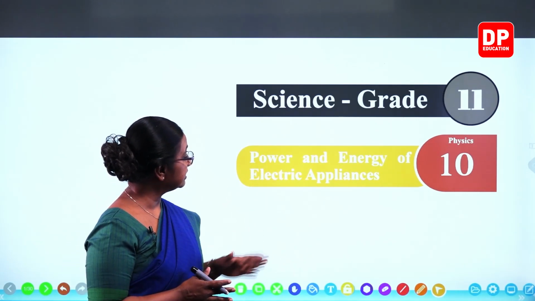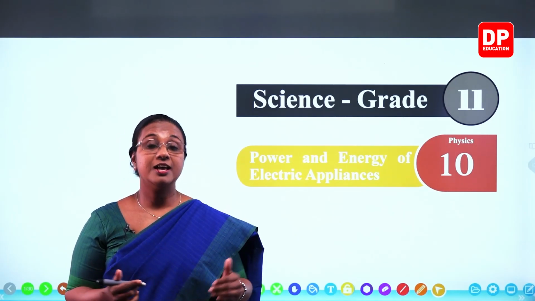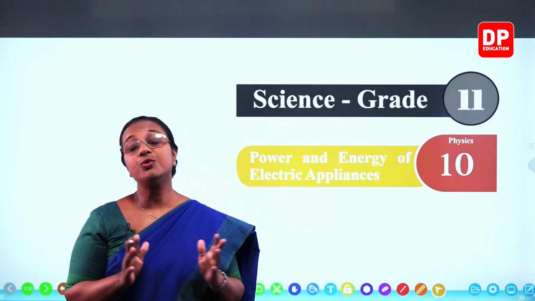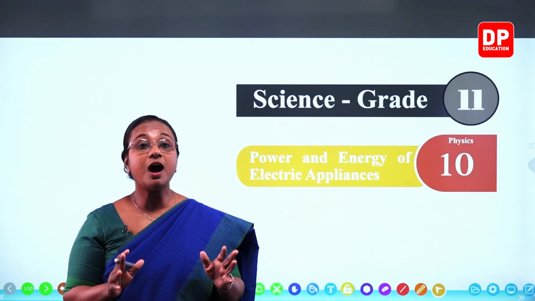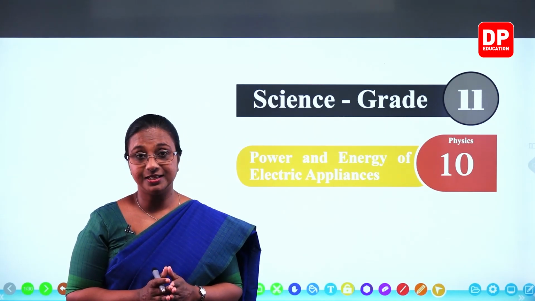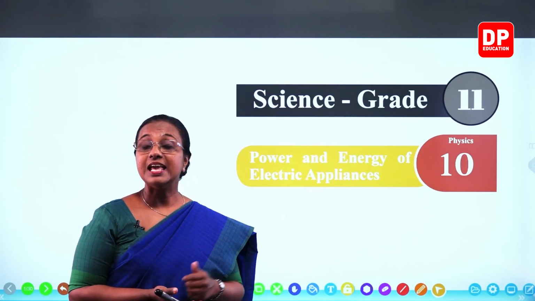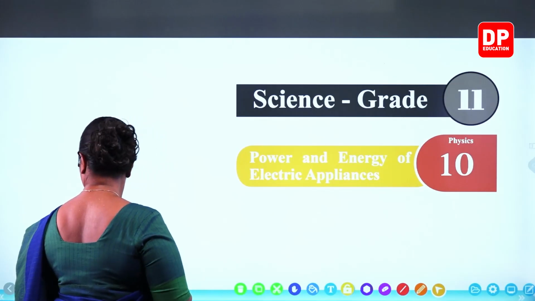Power and energy of electric appliances. In addition to that, we will try to understand how our household circuit works, the components of the household electric circuit. So, that is the introduction to this lesson. In the next slide, we will have a look at the contents of the lesson.